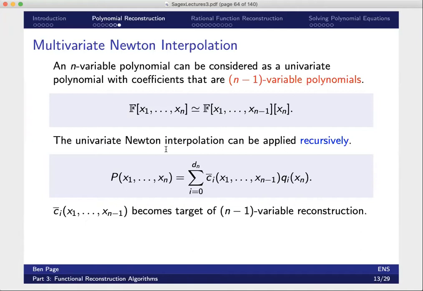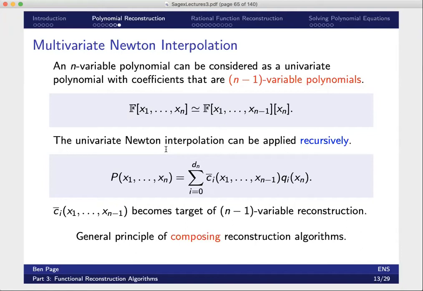And so we can just recurse our way all the way down to a single variable where we know that we have the univariate Newton algorithm. And so we can apply that. And so what I want to highlight here is that we have some general principle of composing reconstruction algorithms. All we've really done here is take the univariate algorithm and compose it with itself enough times to get an n variable algorithm.